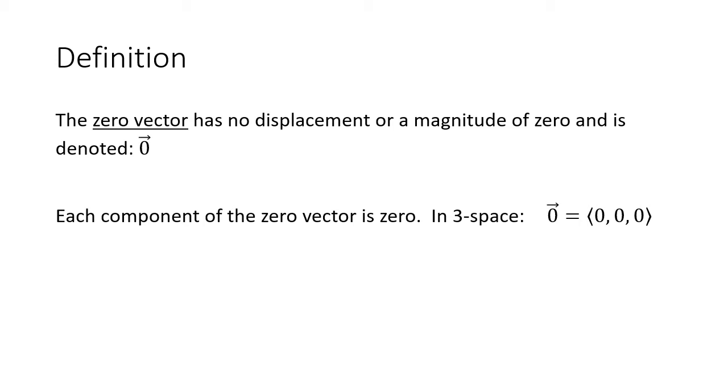Quick definition, the zero vector. So the zero vector has no displacement, or it has a magnitude of 0, and it's denoted with, well, 0 with a line over top of it. And each component of the zero vector is going to be 0. So in 3 space, the zero vector is, well, 0, 0, 0.